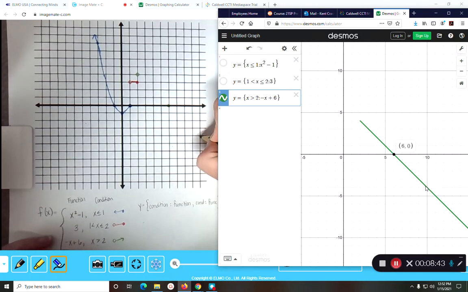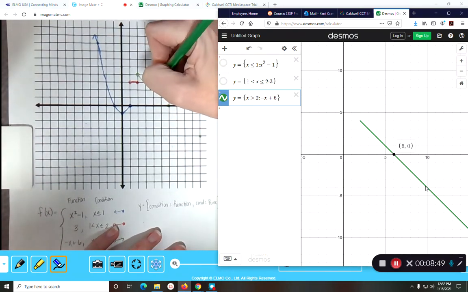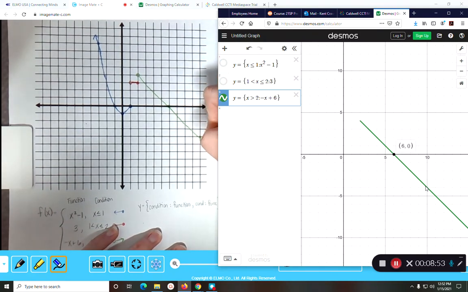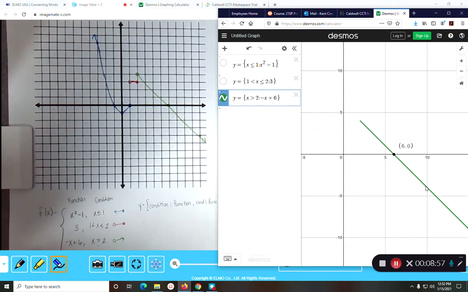Okay, so that would be here. And obviously we can see this one's a straight line. So once you get 2 or 3 points, that's enough to make a good straight line. So we're going to connect those up and make sure we have an arrow on that side with our open circle there. So that's your piecewise function.